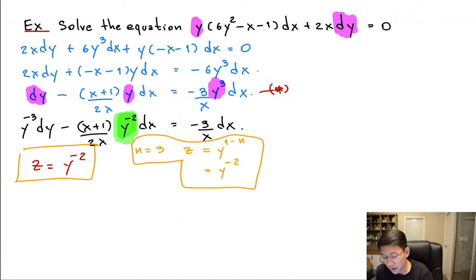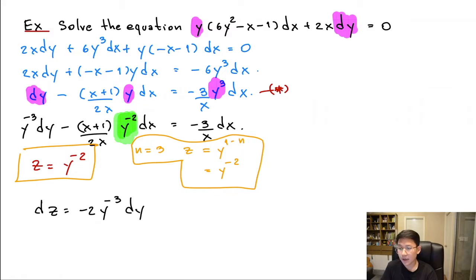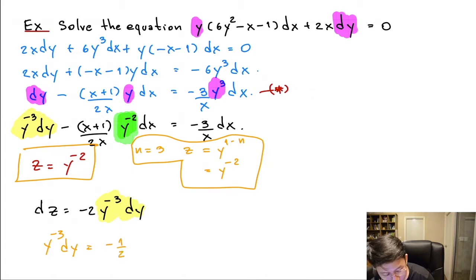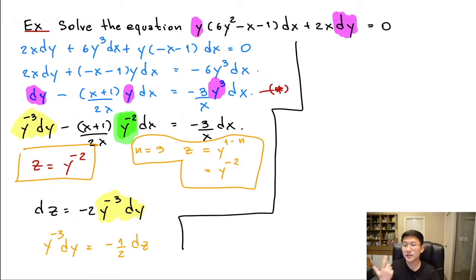What is dz? dz would be minus 2y to the power of minus 3 dy. And again, guys, you can see here, minus y to the power of minus 3 dy. So I have that y to the power of minus 3 dy is actually minus 1/2 of dz. Okay? So I substituted back into this equation.